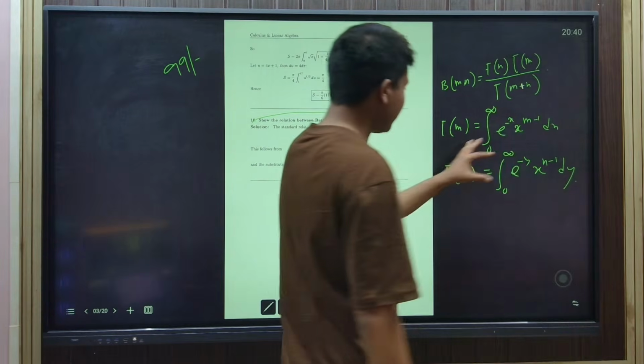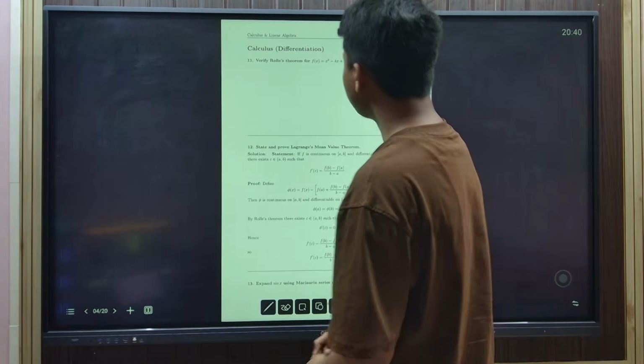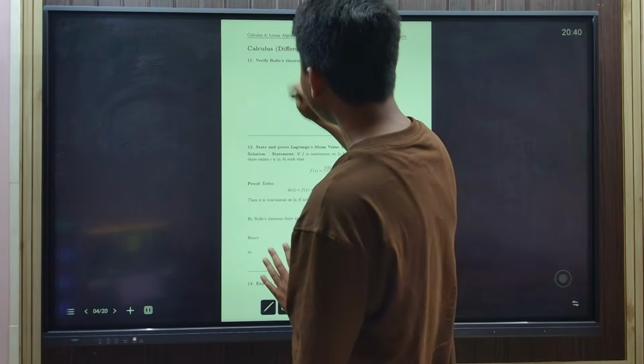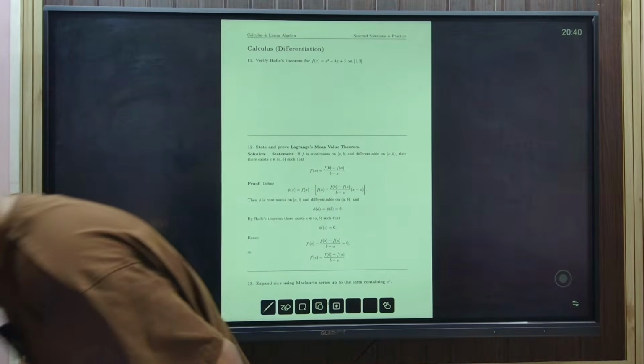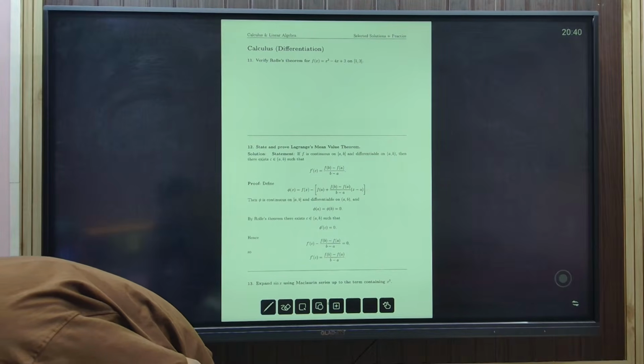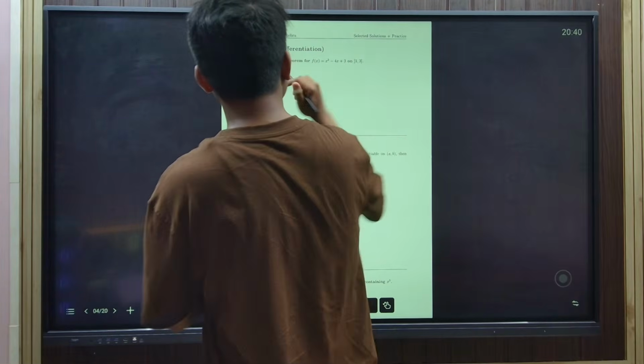So it just multiplied, this will be a double integration indeed, nothing else. So now the next problem, you have to solve this. What is Rolle's theorem? You have to verify whether Rolle's theorem is applicable here or not.